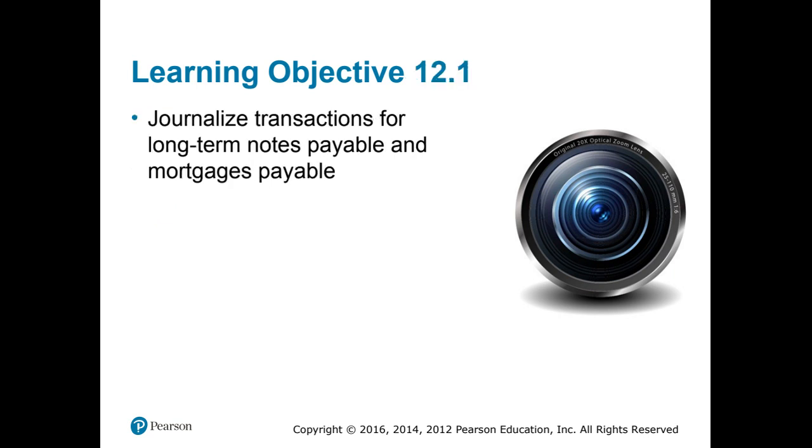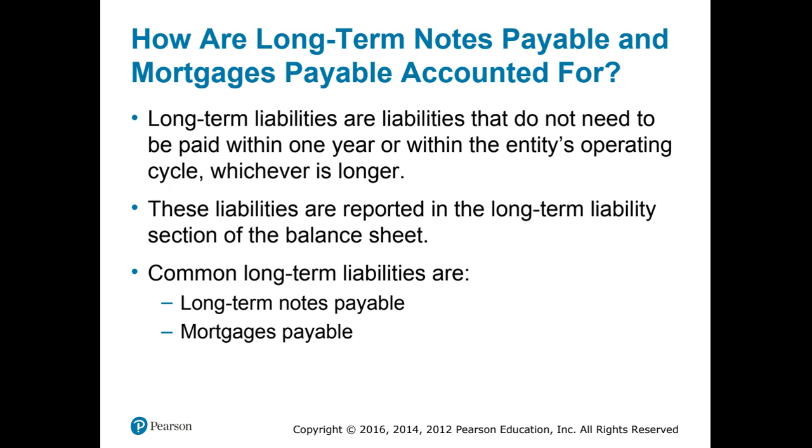Objective 1, we're going to journalize transactions for long-term notes payable and mortgages payable. Long-term liabilities, and this is on page 597. Long-term liabilities are liabilities that do not need to be paid within 1 year or within the entity's operating cycle. These liabilities are reported in the long-term liabilities section of the balance sheet. Common long-term liabilities are long-term notes payable and mortgages payable.